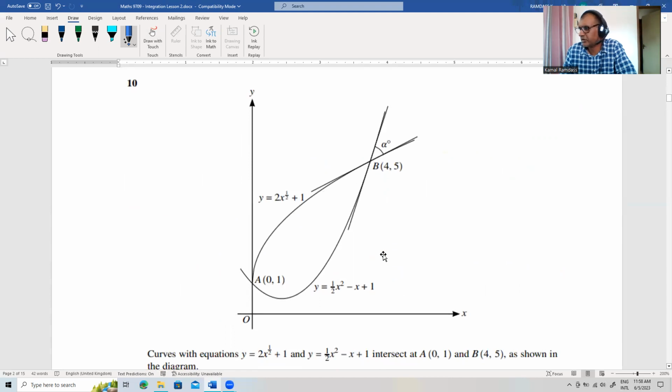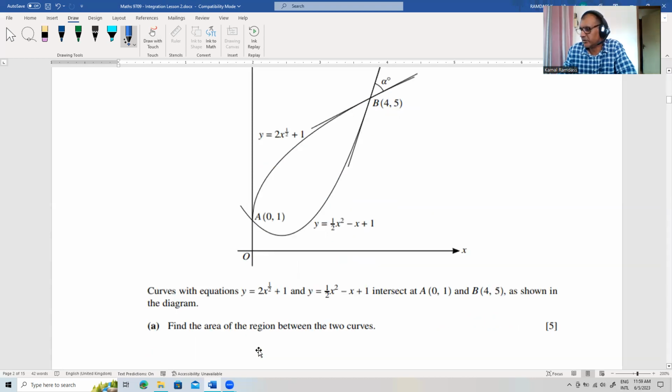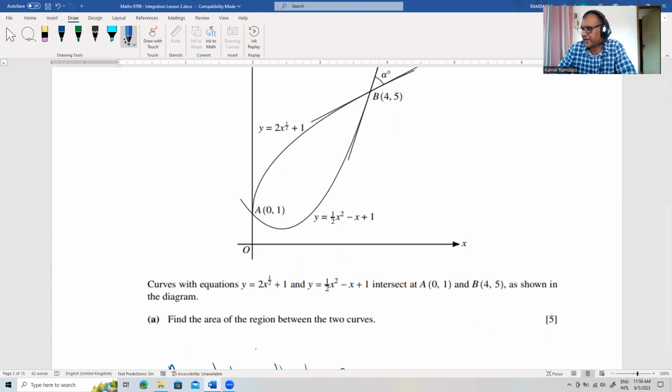Exercice 10 de ce papier-là, novembre 2022. Curve with equations y is equal to 2x to the power of half plus 1, sa curve là. And y is equal to half x squared minus x minus 1, sa curve là. Intersect at A, 0, 1, sa point là, and B, 4, 5, sa point là, are shown in the diagram. Find the area of the region between the two curves. Ça veut dire find sa area là.